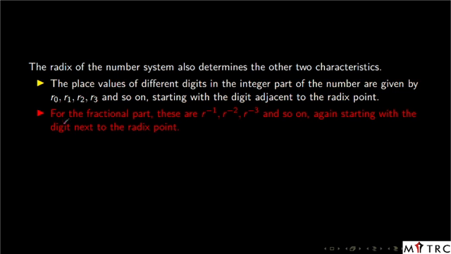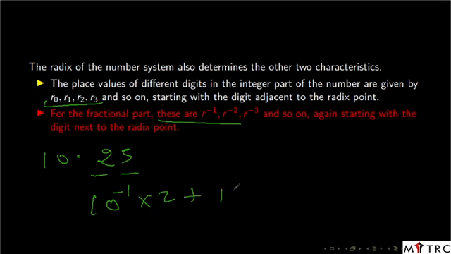Next is the fractional part. This was the integer part. Similarly, in the fractional part, for example, we have 10.25. The place value of the fractional part is given in terms of weight: 10 to the power minus 1 into 2, plus 10 to the power minus 2 into 5, is equal to 0.25. So this is the fractional part.